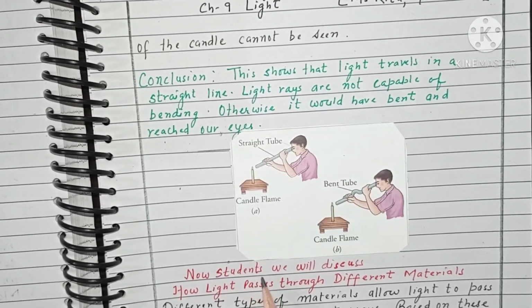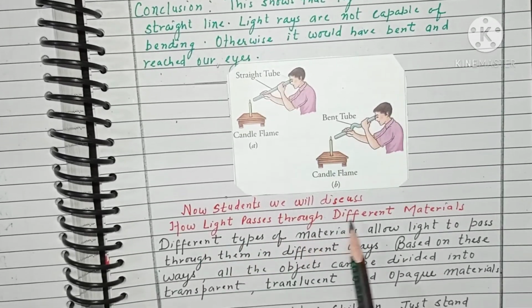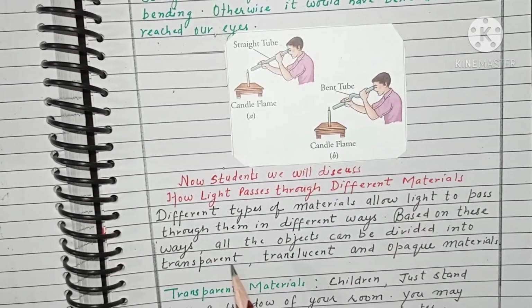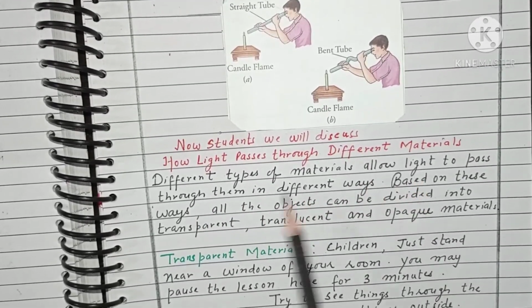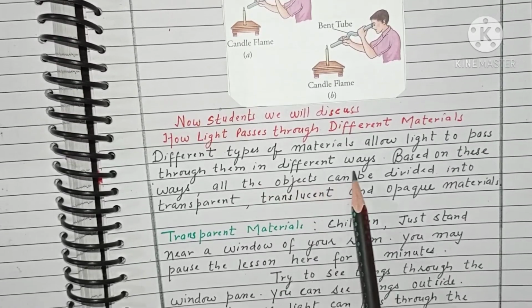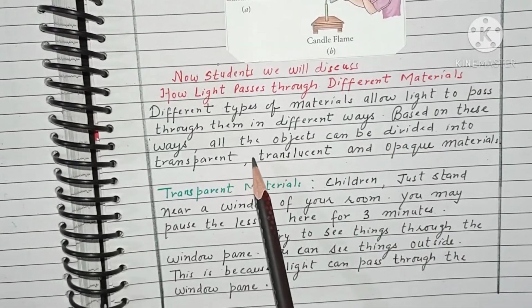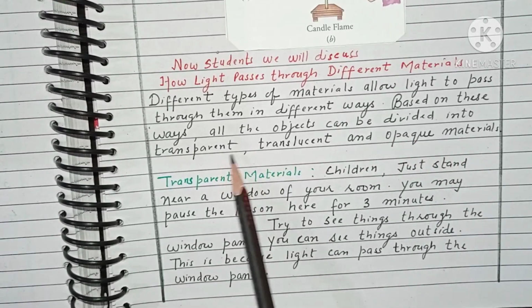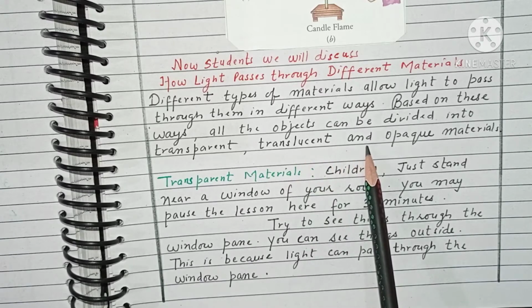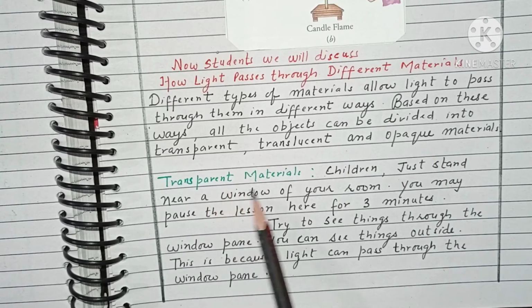Now, students, we will discuss how light passes through different materials. Different types of materials allow light to pass through them in different ways. Based on these ways, all the objects can be divided into transparent, translucent and opaque materials. Let us discuss first transparent materials.